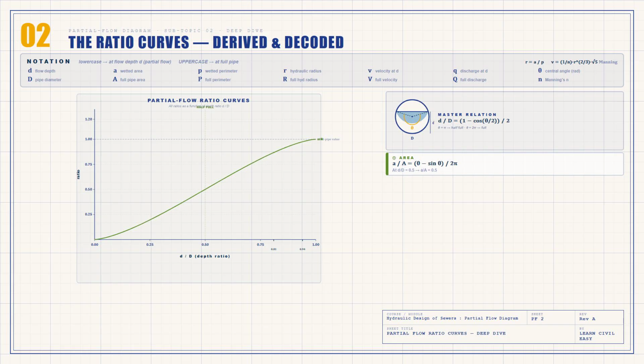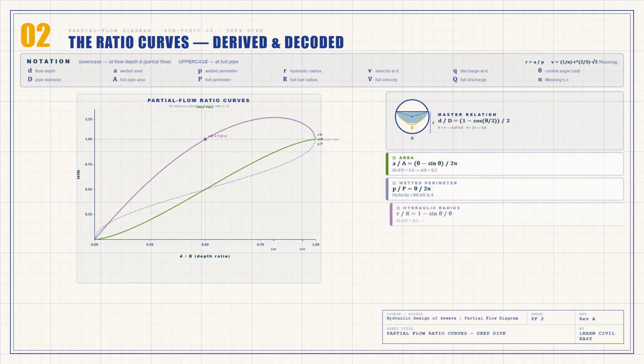Now, the first ratio, area. The wetted area A divided by the full area A equals (theta minus sine theta) all over 2 pi. The curve starts at 0, reaches exactly 0.5 at half full, and reaches 1 when the pipe is full. Next, wetted perimeter, P divided by P is simply theta divided by 2 pi. A perfectly straight line. At half full, it is exactly half, at full it is exactly 1.